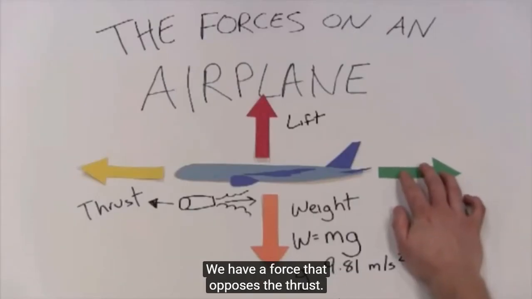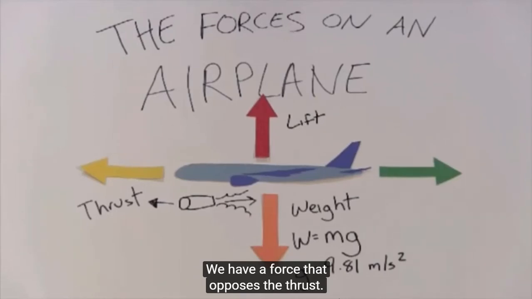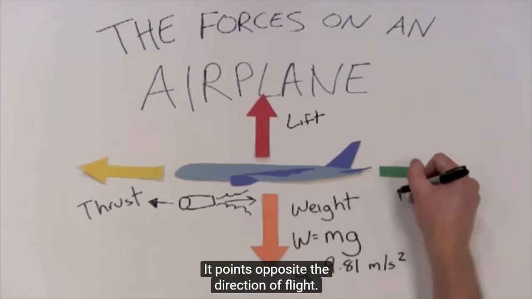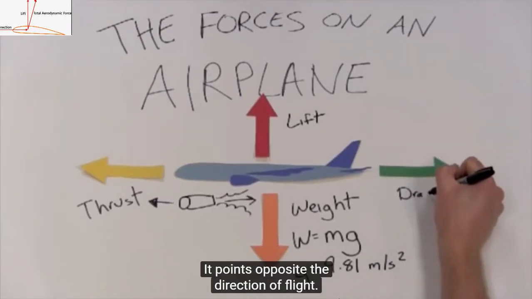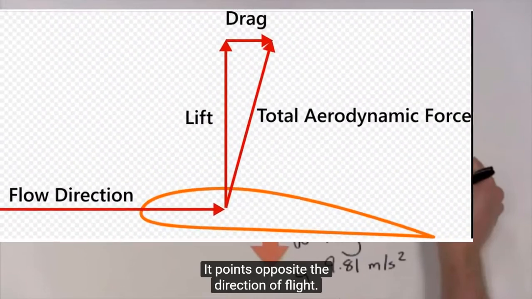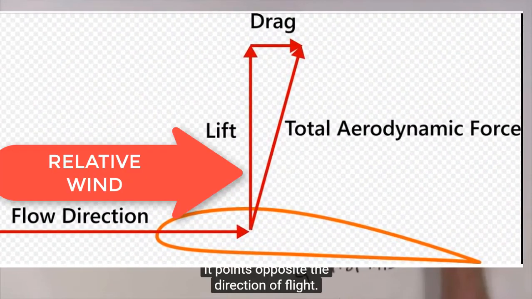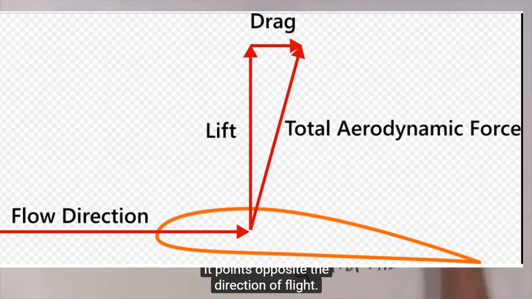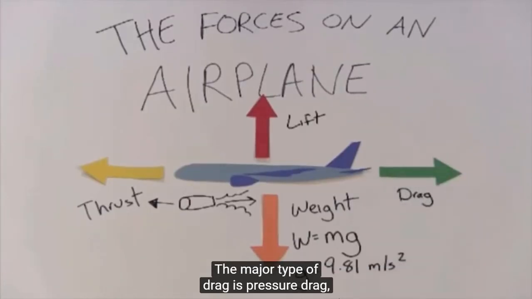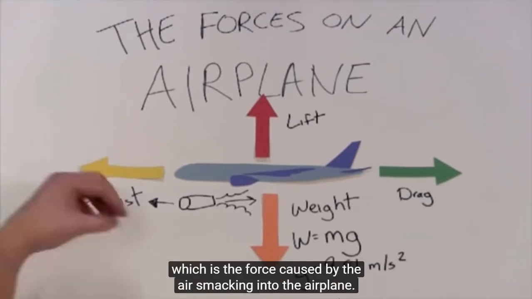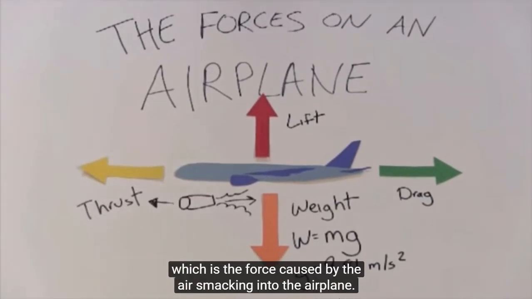We have a force that opposes the thrust. It's called drag. It points opposite the direction of flight. Note the direction of flight is along the relative wind or along the flow vector. The major type of drag is pressure drag, which is the force caused by the air smacking into the airplane.